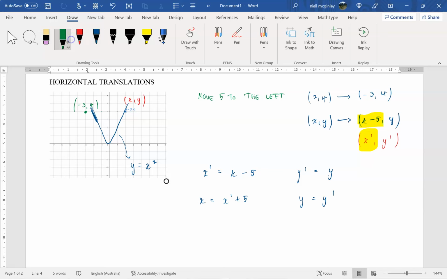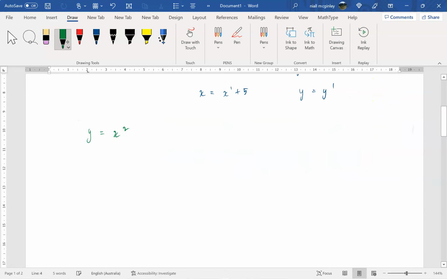The original function is y = x squared. If I want to transform to a new function, you're going to replace x with x + 5, and you're going to replace y just with y. Even though it says y', when you're substituting it in, you forget about the dashes. So when we transform this, y is going to remain the same as with a horizontal translation. y will not change, but x is going to be replaced by x + 5.